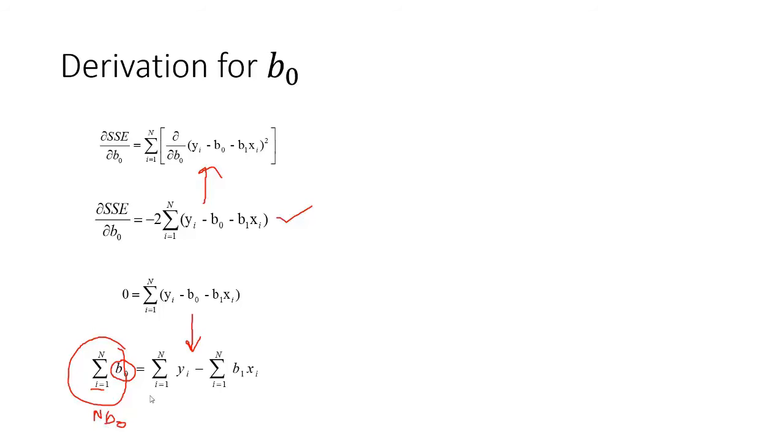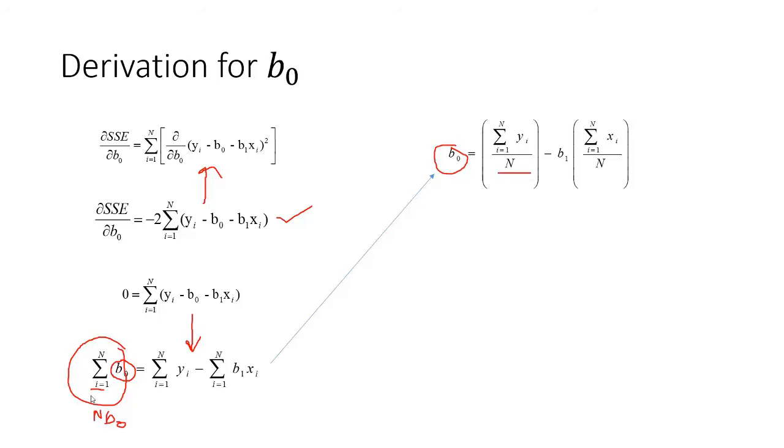So what we'll do in the next step is just isolate b naught, and therefore, if you notice, we took that n that was on this side and moved it to the denominator. That's what you're seeing here in moving from the previous step to this step. And finally, we realize that the sum of yi divided by n, where n is the number of y's, is nothing but y bar. It's nothing but the sample mean.